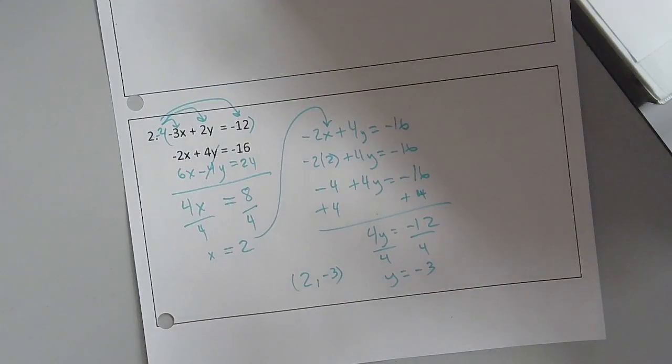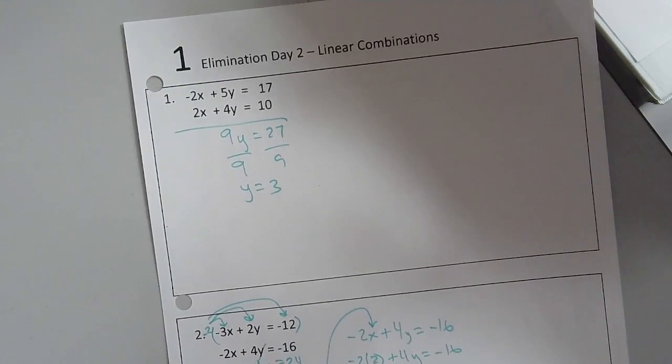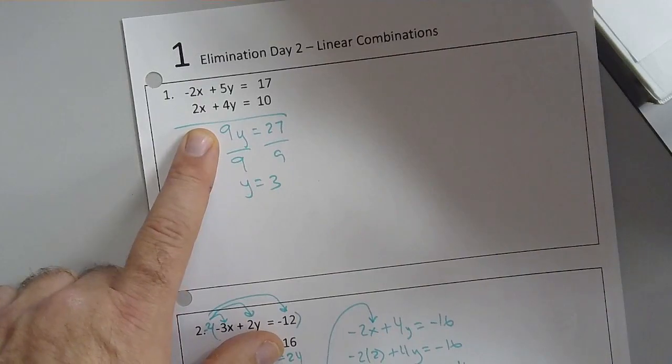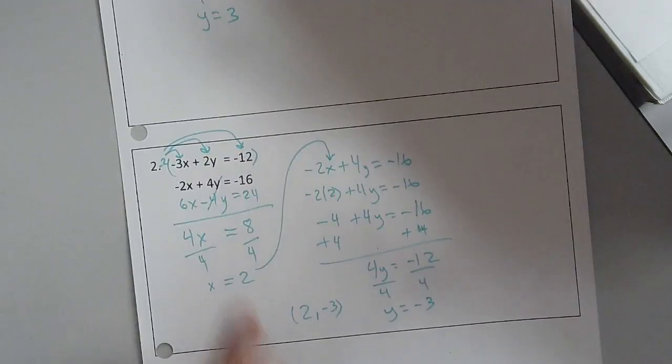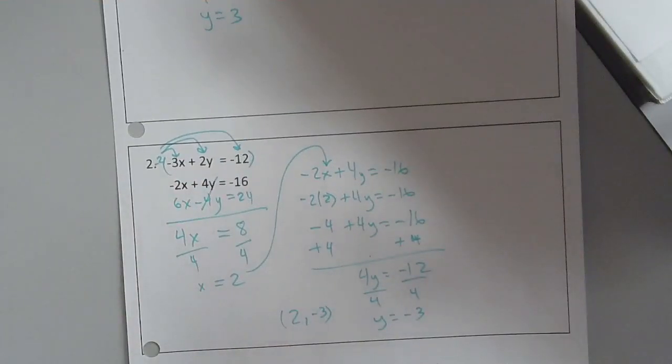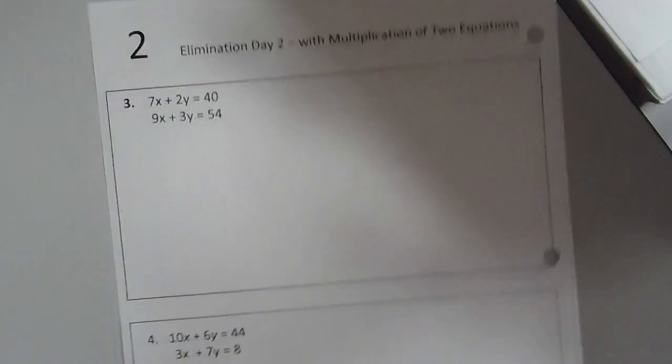So that's the second version, right? The first version, we've got an automatic opposite here, so we can work with that. In our second version, we had to make one change for one of the equations. Now let's look at version 3.